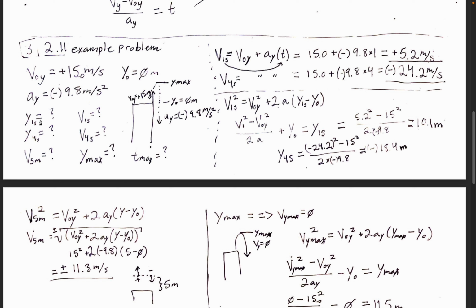So first, we're going to find the y positions, and we're going to find both of those. We'll find both of the velocities at 1 second and at 4 seconds. So up here, we see that the velocity at 1 second equals velocity initial plus acceleration times t.